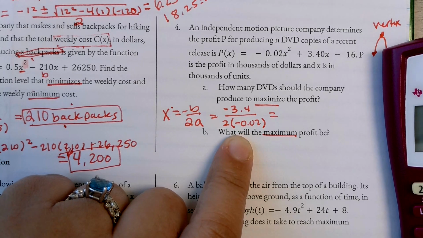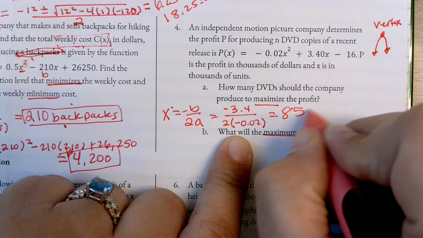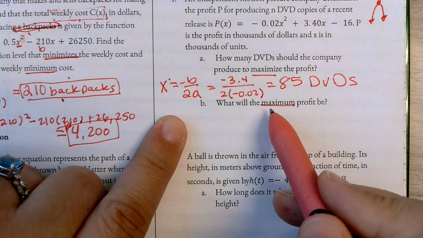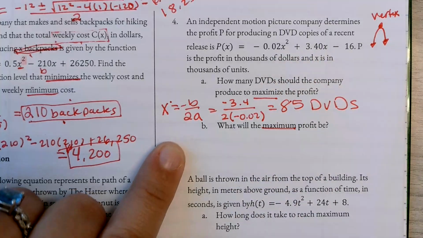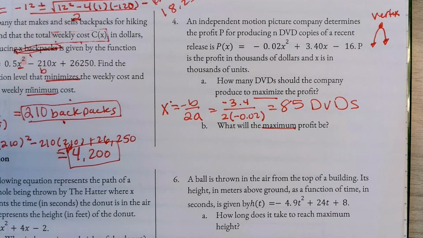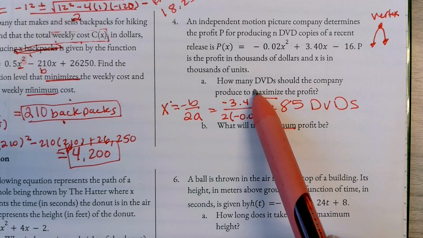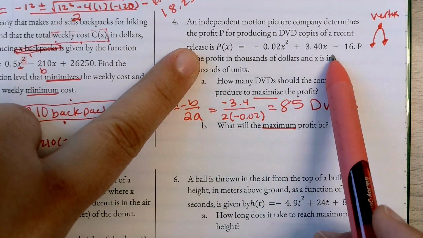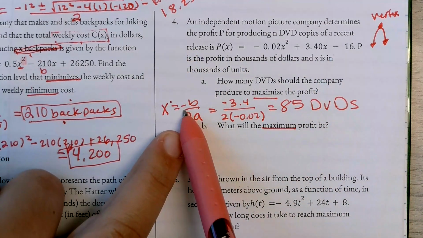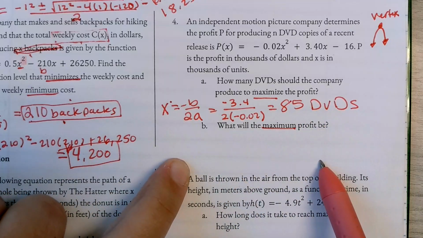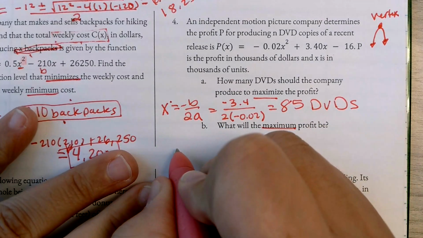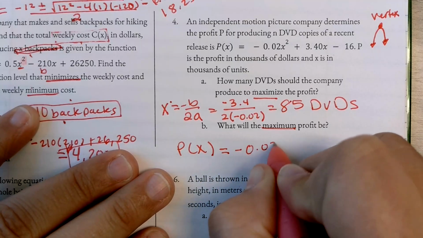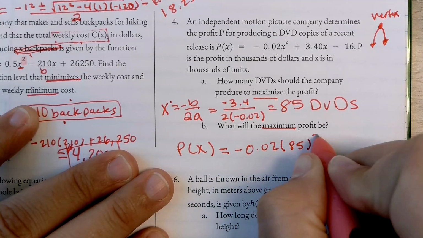I got 85 DVDs. Now, if I'm looking for maximum profit, I'm going to plug that back in. Notice I didn't even read the equation. I don't even know we were talking about DVDs except that I looked at the question. So for these, you really need the equation they give you, and then you're finding x, and then you're probably plugging that in to find your p of x. So I'm not going to work this one out. I'm just going to plug it in for you so you can see where the 85 goes.